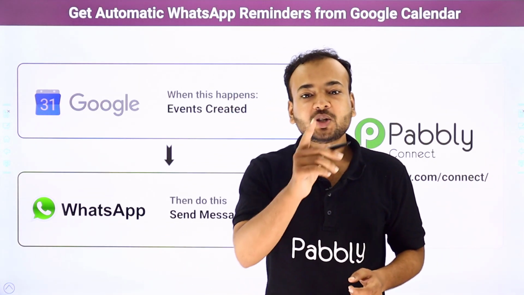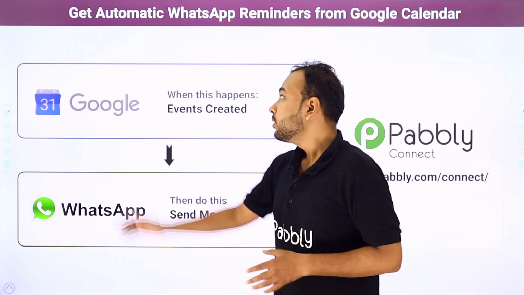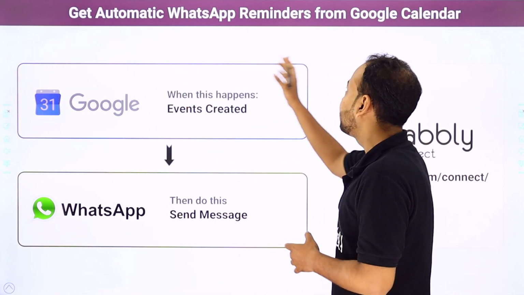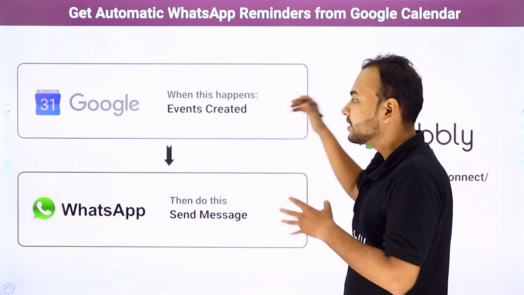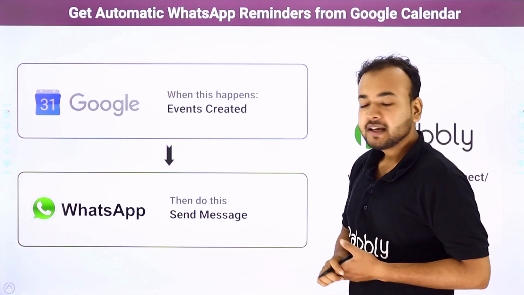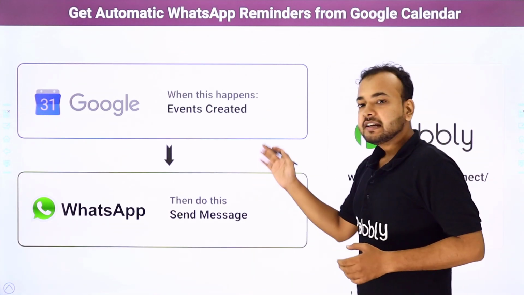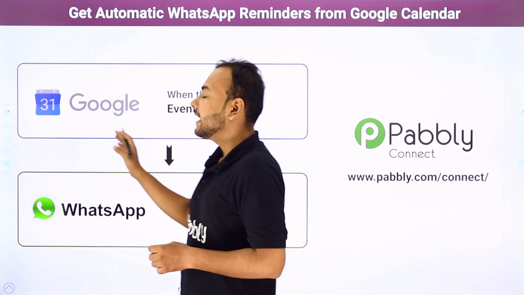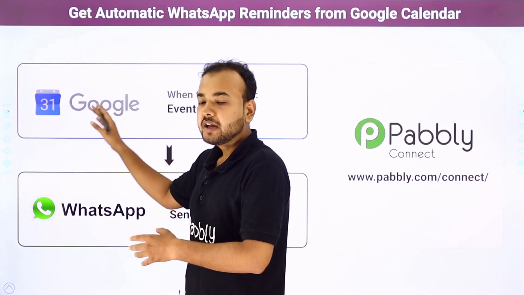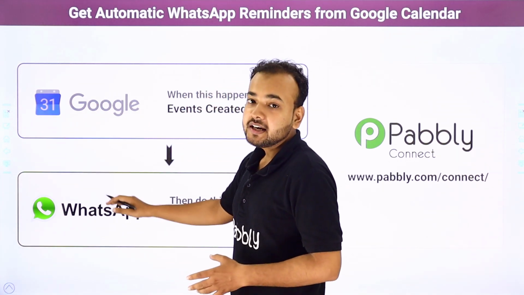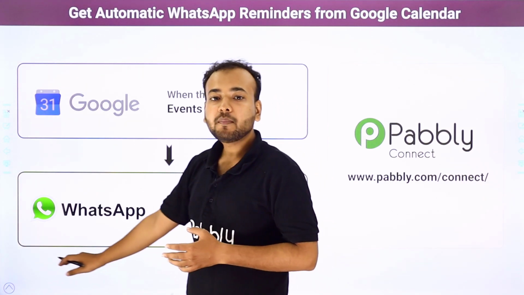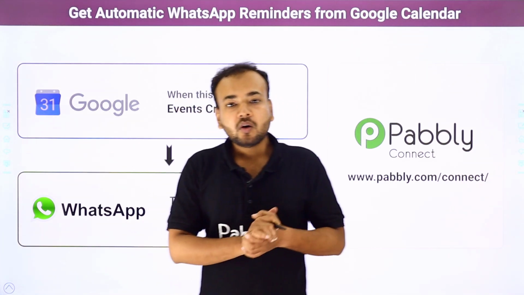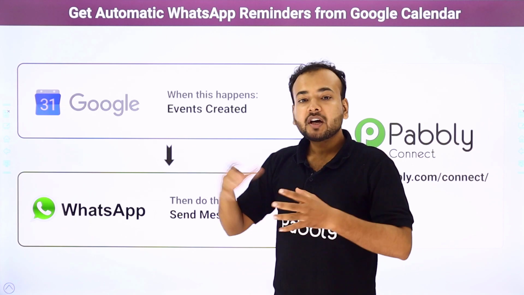In this video, you are going to learn how to get automatic WhatsApp reminders from Google Calendars. So let's see what is happening here. You have created events here in Google Calendar, and according to those events, you are going to send reminder messages on WhatsApp automatically. Now let's talk about the applications we are using.